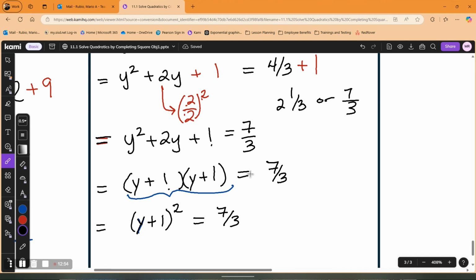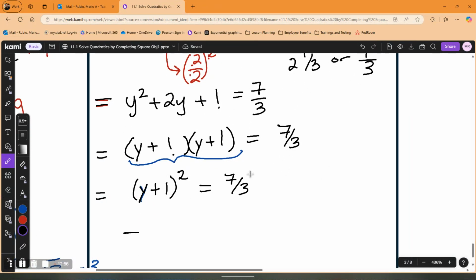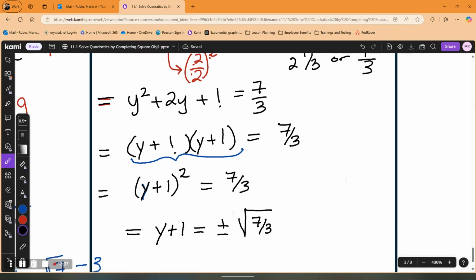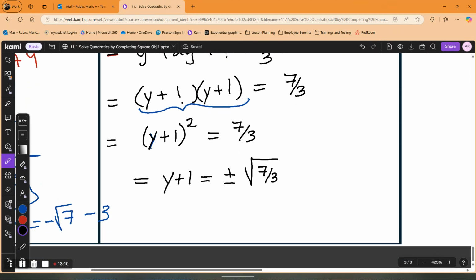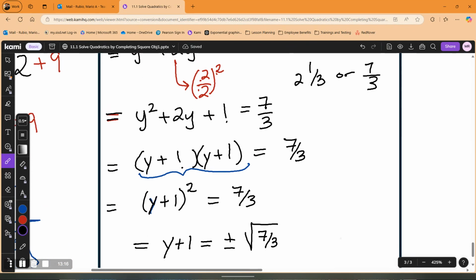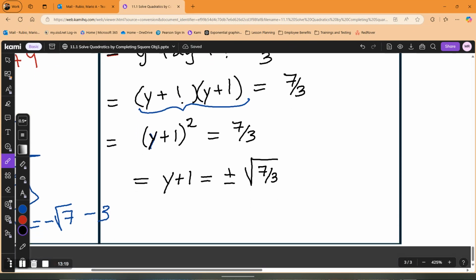Okay, now I use the square root property. Plus or minus the square root of 7/3. Even if I use the quotient property, there's no simplification that I can do with 7 divided by 3. So I'm going to go ahead and leave it like that. If I had left it as 2 1/3, I wouldn't be able to do anything either. So I'm going to simplify a little bit, and I'm going to bring this -1, bring that -1.